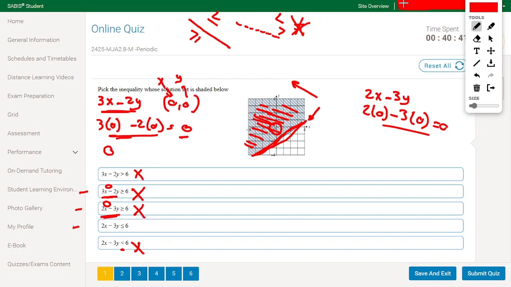Let's take this one, 2, 0. 2x minus 3y is 0, less than 6. Yes, so this would be the right answer.